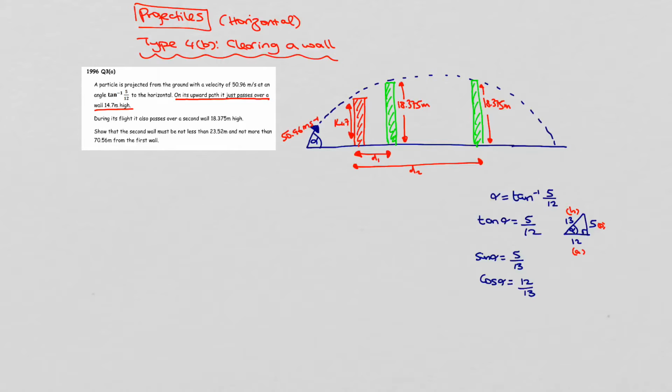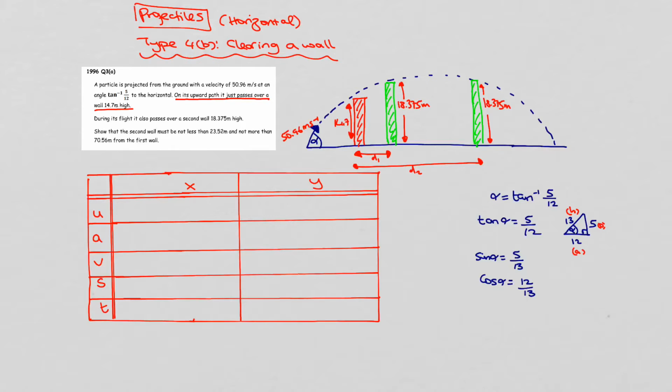Okay, so we have our diagram drawn out showing us what's going on. We have our angles worked out. So in order for us to prove these two positions must not be less than 23.52 meters and not more than 70.56 meters from the wall, we're going to have to figure out how we're going to do that. So of course we start the same way as we always do, by filling out our table. And we're going to work out our U, A, V, S and T in both the X and the Y direction. So again, you're going to pause the video and see can you complete the table, and then check in with the video and see have you completed the table properly.